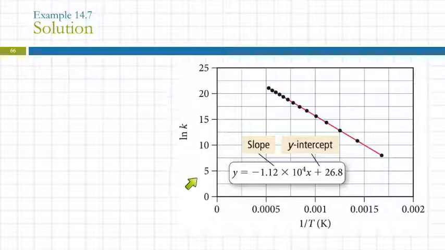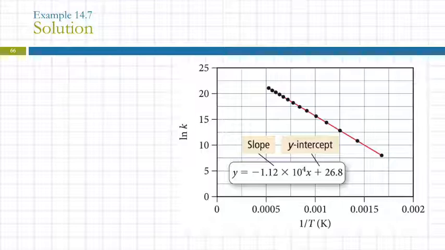So here we have the natural log of k versus 1 over the temperature in Kelvins, and we get a nice straight line. It's a little too perfect, but that's okay. And when we use linear regression, we graph this in Excel as well. Linear regression gives us this equation for the line. So here we have y equals minus 1.12 times 10 to the 4th x plus 26.8. So here we have a slope and an intercept.